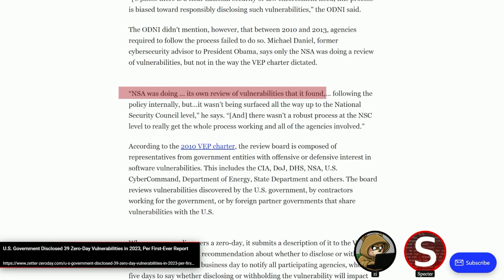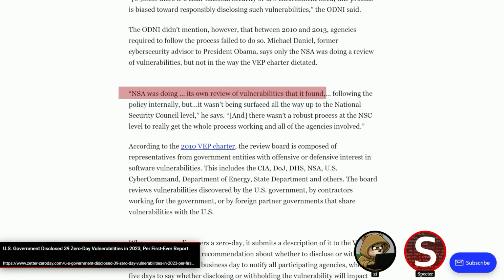And there wasn't a robust process at the NSC level to really get the whole process working and all the agencies involved. So that's another thing where, even with this 39 number, that's the number that made it to the vulnerabilities equities process review. That doesn't necessarily mean that all of the things being used by the NSA, for example, are making it there. So again, you have those levels of indirection, where it gets even more complicated trying to get any insight into the numbers.